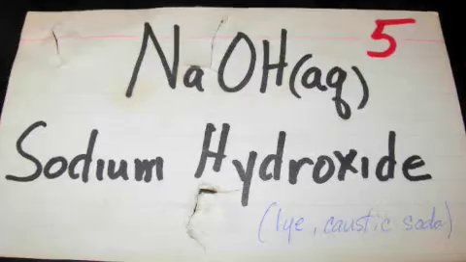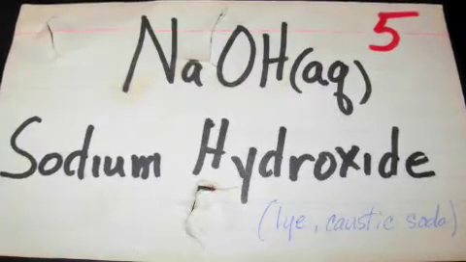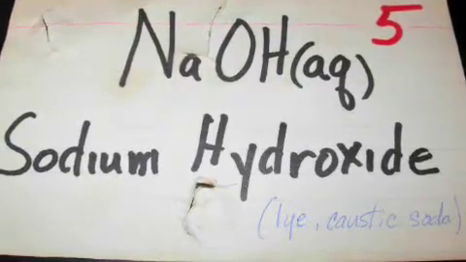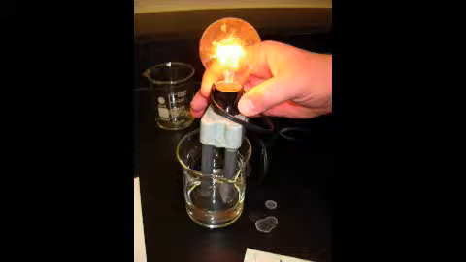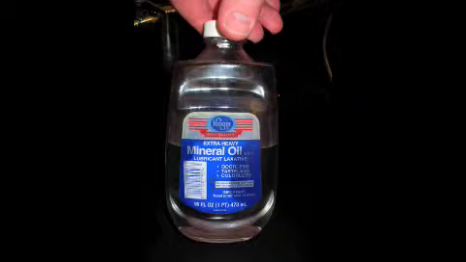Our next sample is sodium hydroxide, also known as lye or caustic soda, in an aqueous solution. Once again, sodium is our metal, and due to the ionic bond present and the metal, the light bulb does light up. The next sample is mineral oil in a liquid form.